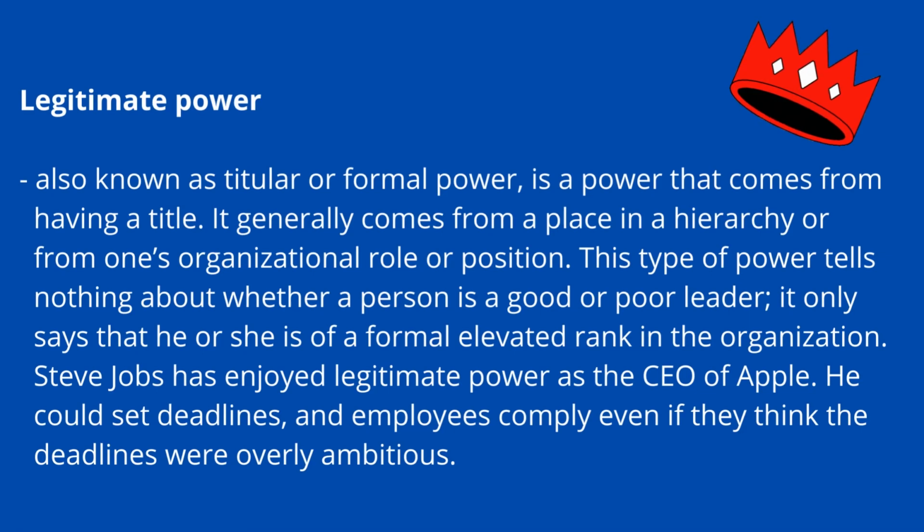And what are the bases of power? One is the so-called legitimate power. Legitimate power, also known as titular or formal power, is a power that comes from having a title. It generally comes from a place in a hierarchy or from one's organizational role or position. This type of power tells nothing about whether a person is a good or poor leader. It only says that he or she is of a formally elevated rank in the organization. Example: Steve Jobs has enjoyed legitimate power as the CEO of Apple. He could set deadlines, and employees comply even if they think the deadlines were overly ambitious.